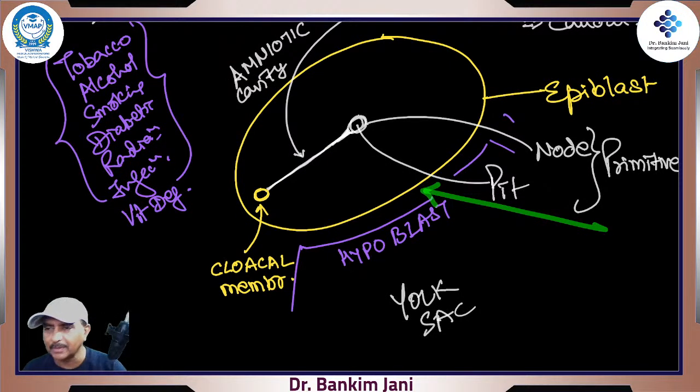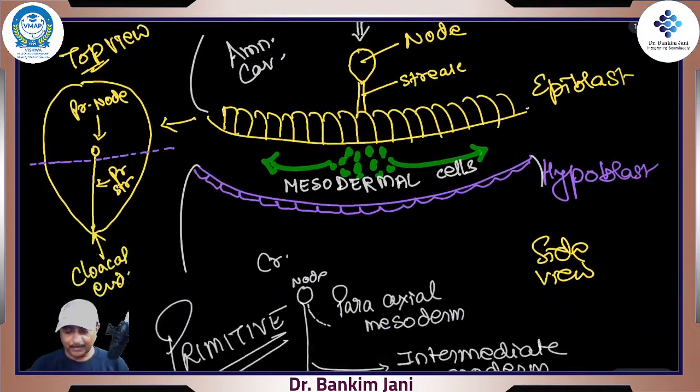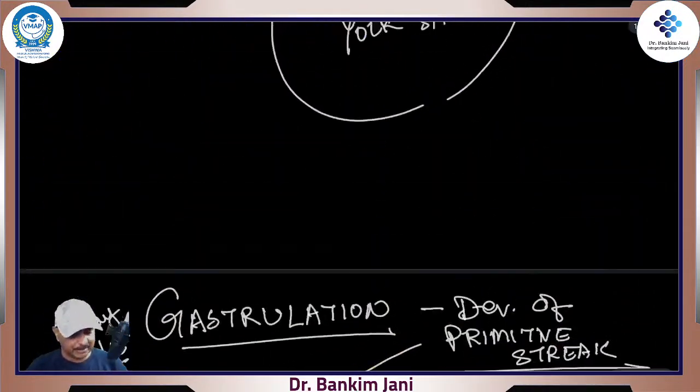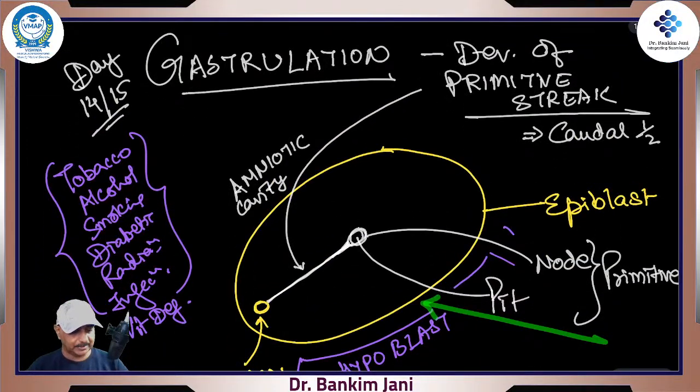massive changes, right? Because if this streak itself is not developed properly, then the chances are, because this streak is something which will be giving rise to so many important structures and landmarks. So that's why the biggest insult of this, say, day 14, day 15, tobacco, alcohol, smoking, etc., they are so injurious. First trimester, never ever take an X-ray, because that can lead to devastating changes, right?